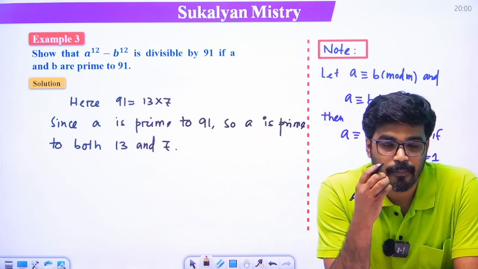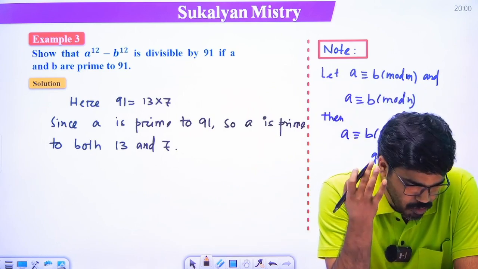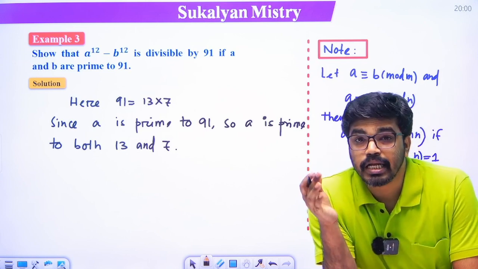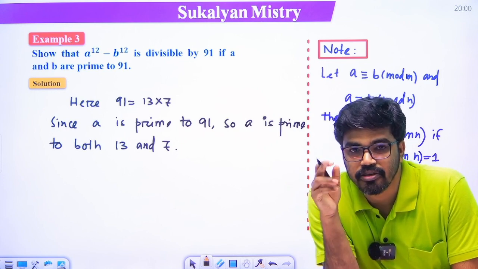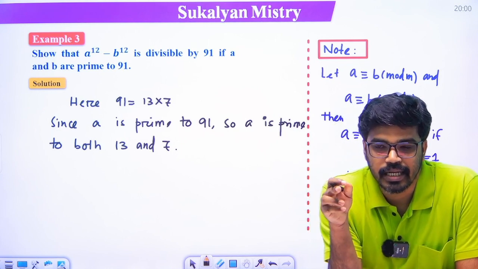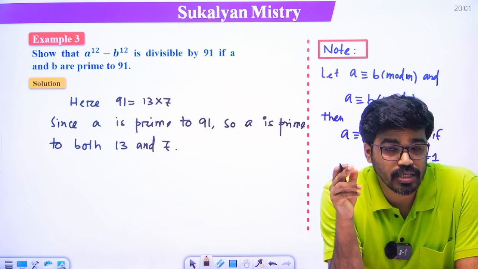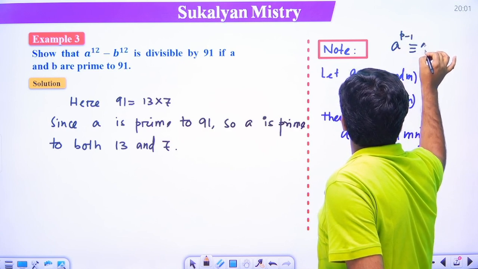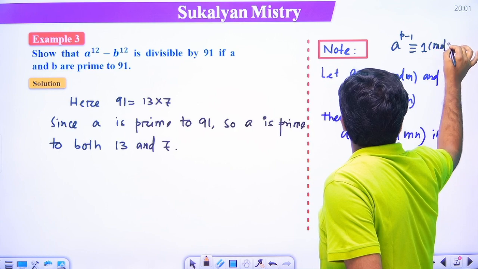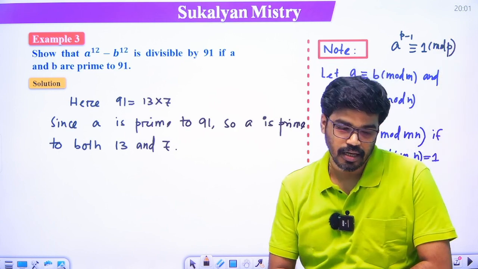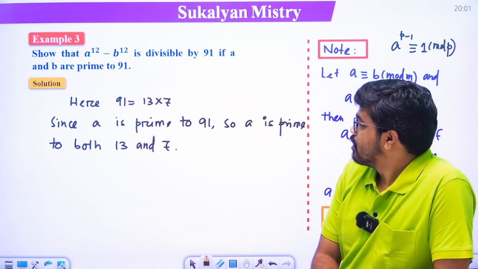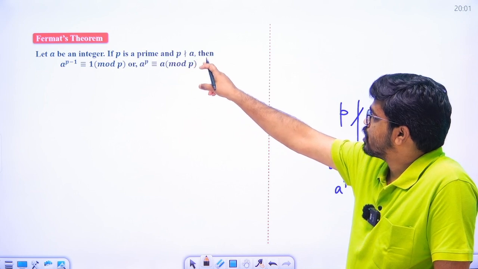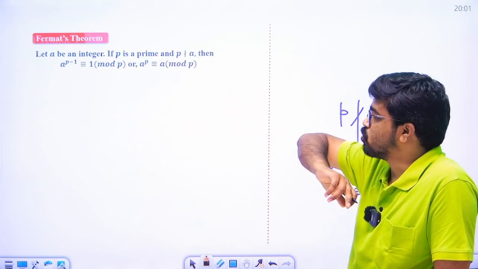Now just apply Fermat's theorem. Fermat's theorem states that let A be an integer and P does not divide A. Then A to the power P minus 1 is congruent to 1 modulo P. This is Fermat's theorem. If P is prime and P does not divide A, then A to the power P minus 1 is congruent to 1 modulo P.